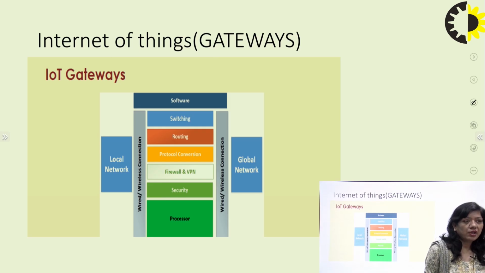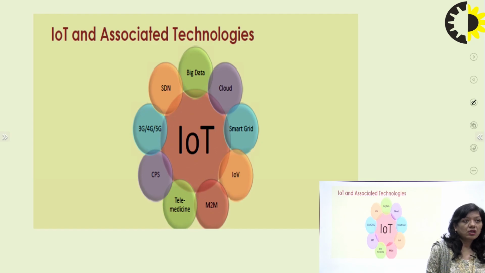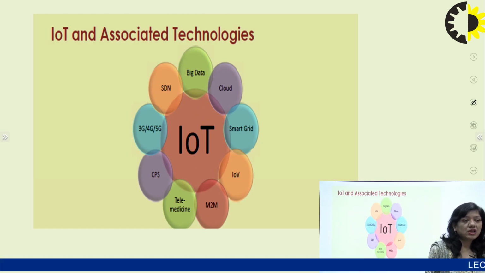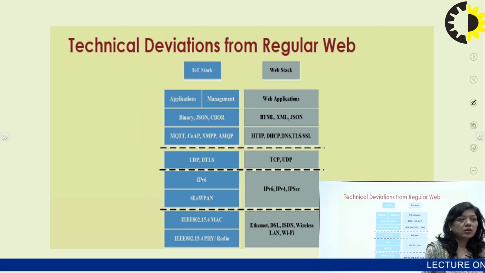This is the IoT gateway architecture, in which we have a local network, a global network, and software like switching, routing, protocol conversion, firewall, and security processor. These come under the category of wired and wireless connection. And these are all the IoT and its associated technologies like big data, cloud, smart grid, M2M, telemedicine, CPS, 3G, 4G, 5G.